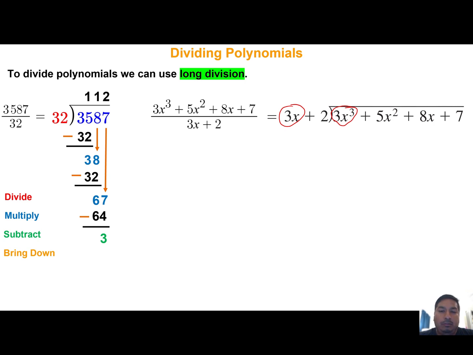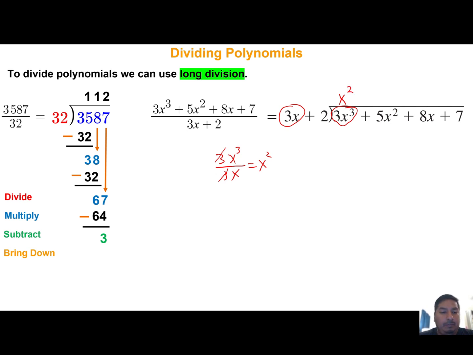So what you could do is do this on the side. You have 3x to the power 3. On the bottom, you have the 3x. Simplify this, so the 3's cancel, and you're left with x to the power 2. That's going to be the number that goes up here. Okay, so that's the divide part.